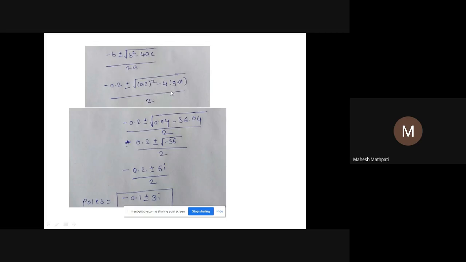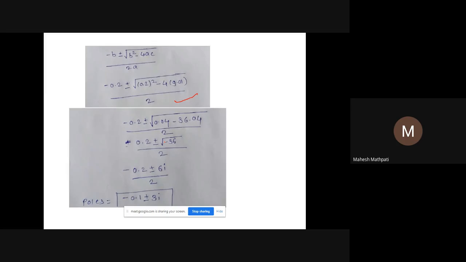Are you getting this point? Yes, sir. Any confusion here? So this is the value we are getting. After further simplifying, it is minus 0.2 plus or minus square root of 0.04 minus 36.04, divided by 2, which is minus 0.2 plus or minus square root of minus 36.